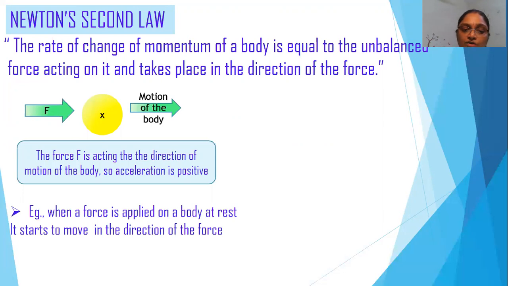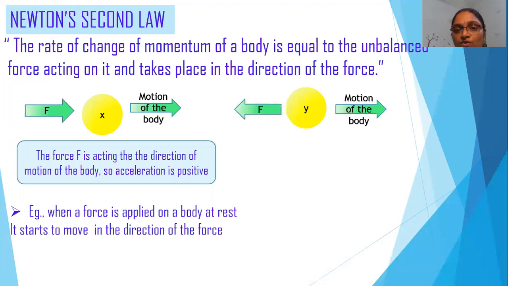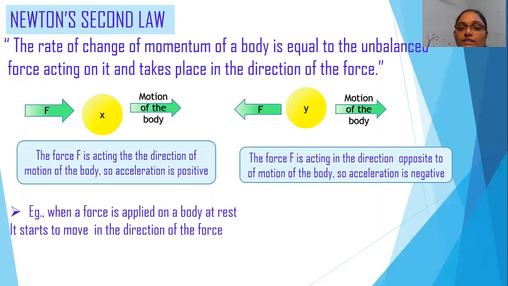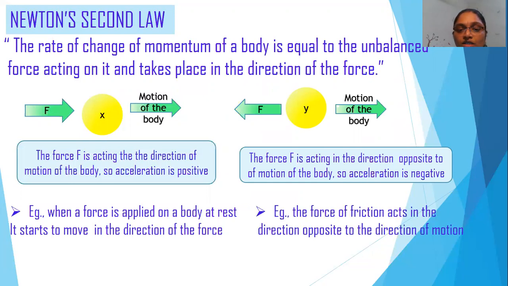Example, when a force is applied on a body at rest, it starts to move in the direction of the applied force. Let us consider another object Y which is moving towards your right hand side. Now when a force F acts in the direction opposite to the motion of the body Y, the acceleration produced here will be negative because the force is acting in the direction opposite to the motion of the body. Example, the force of friction acts in the direction opposite to the direction of motion.